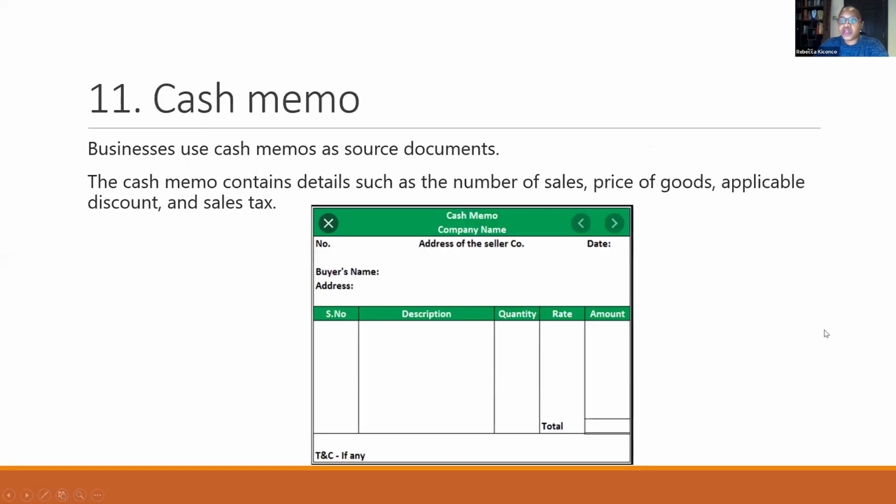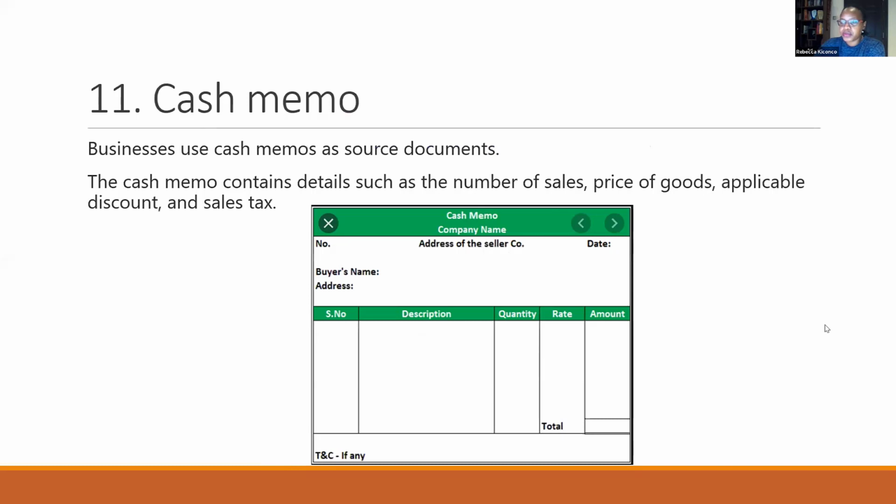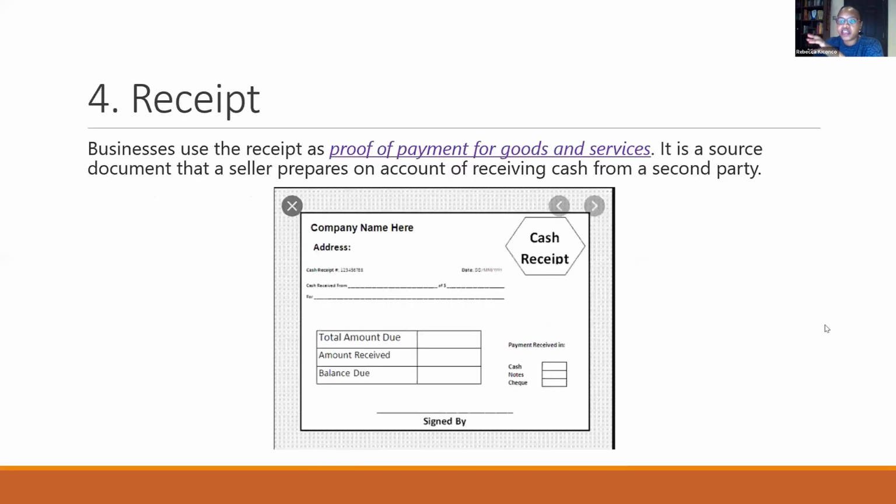So we have also what we call a cash memo. A cash memo is also a source document. Now, a cash memo is different from a cash receipt. This is the receipt, this is the memo, okay? So the cash memo is different from a receipt because it contains details. It contains details like number of sales, the price of goods, the applicable discounts, if there's any sales tax, all those things are on the cash memo, okay?